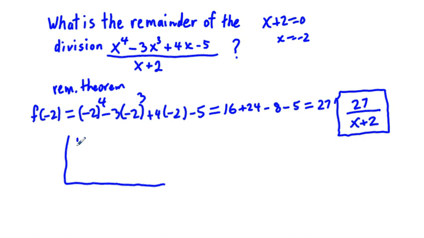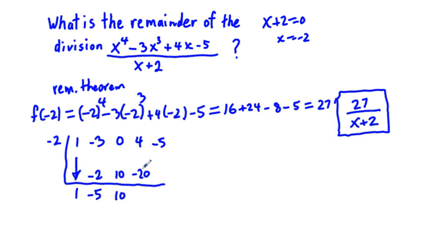You put 1x to the fourth. We have negative 3x cubed, 0x squared, 4x, and negative 5. And outside we put the 0, negative 2. Bring down the 1. So negative 2 times 1 is negative 2. Negative 3 plus negative 2 is negative 5. Negative 2 times negative 5 is 10. 0 plus 10 is 10. Negative 2 times 10 is negative 20.